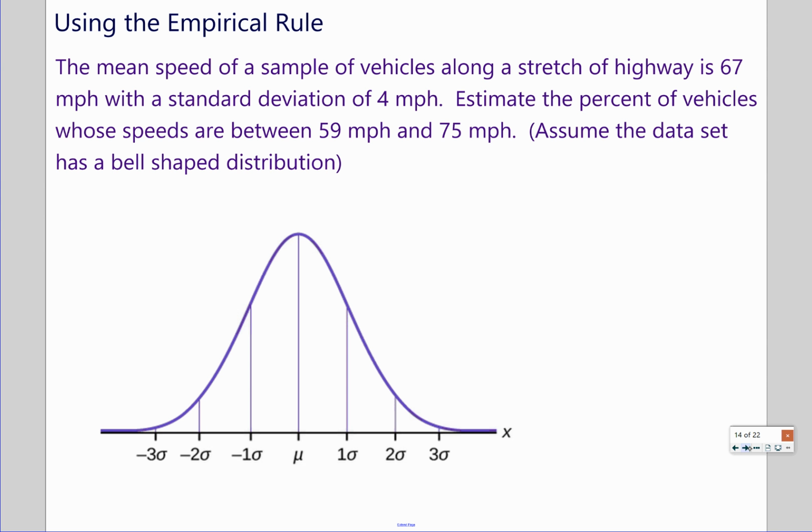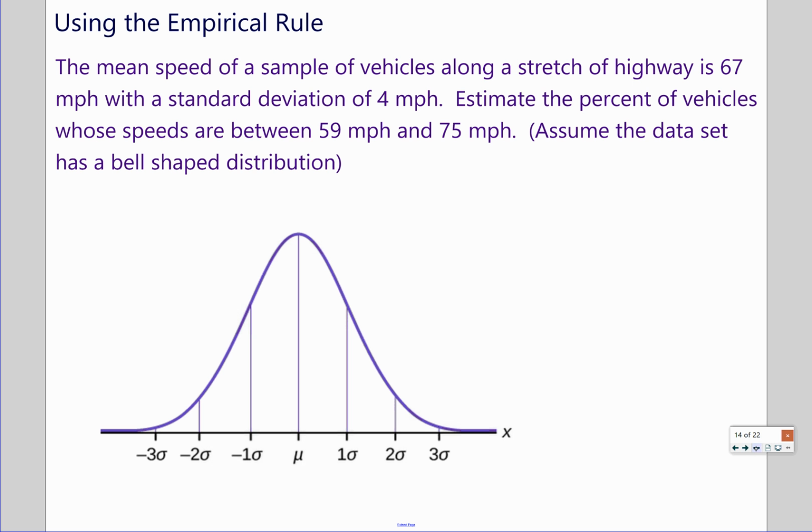All we know is the mean speed of a sample of vehicles along a stretch of highway is 67 miles per hour, and a standard deviation is found to be 4 miles per hour. Estimate the percent of vehicles whose speeds are between 59 and 75 miles per hour. And this is just a generic curve with those lines drawn in.